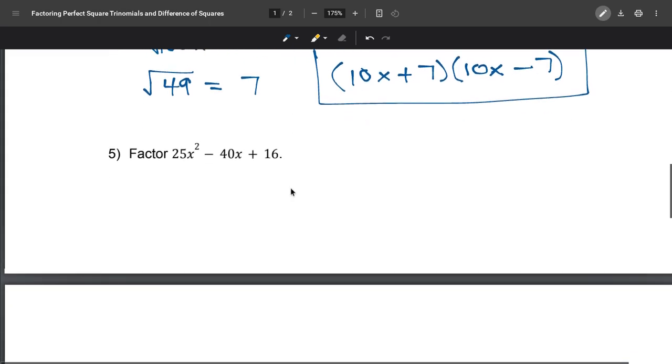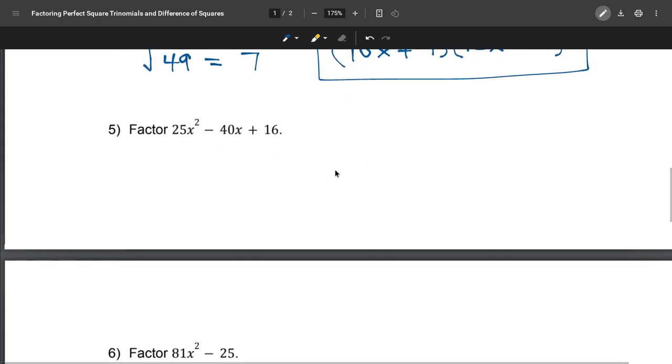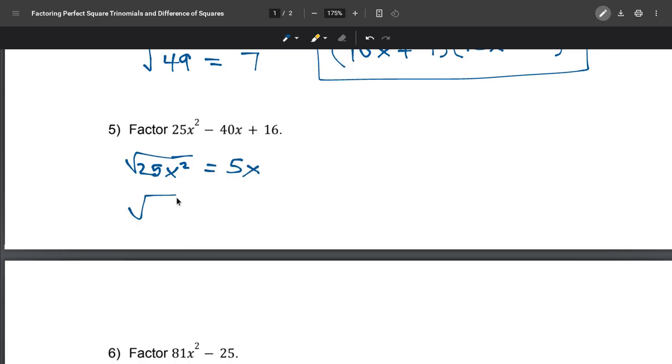Okay, number 5. We're running out of paper here. We're looking at 25x squared minus 40x plus 16. So if I think a squared is 25x squared, I take the square root of that, I'm going to get 5x. If I think 16 is b squared, well, the square root of that is 4. 2 times 5x times 4 is 10x times 4, which is 40x.